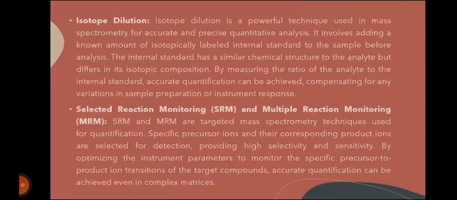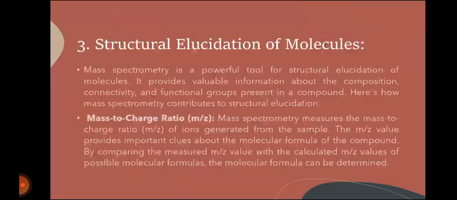Then selected reaction monitoring and multiple reaction monitoring. SRM and MRM are targeted mass spectrometry techniques used for quantification. Specific precursor ions and their corresponding product ions are selected for detection, providing high sensitivity and specificity. By optimizing the instrument parameters to monitor the specific precursor to product ion transition of the targeted compounds, accurate quantification can be achieved even in complex matrices.